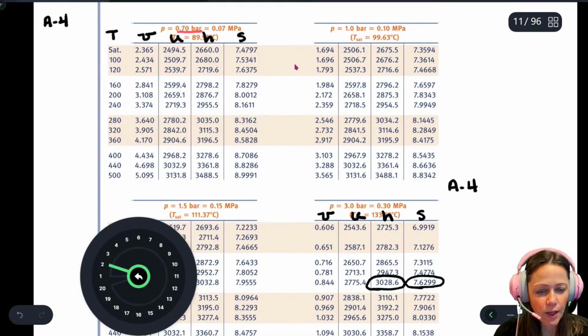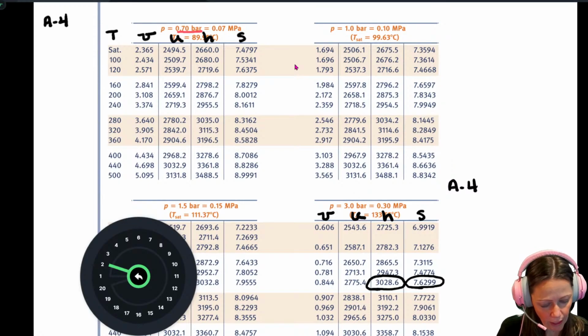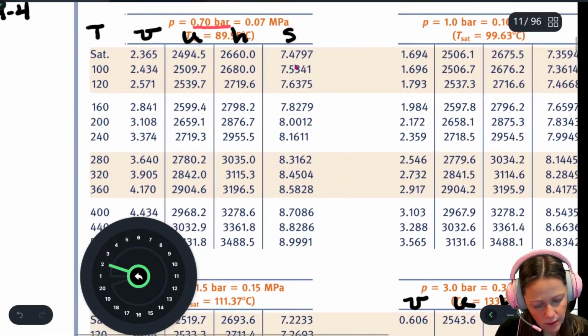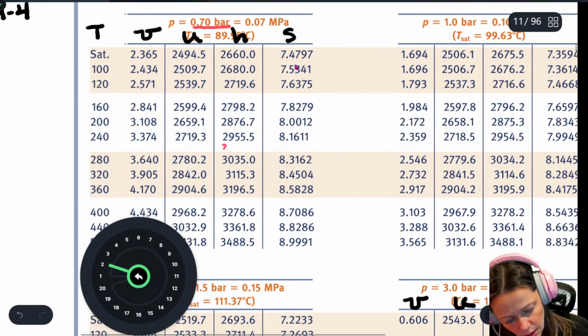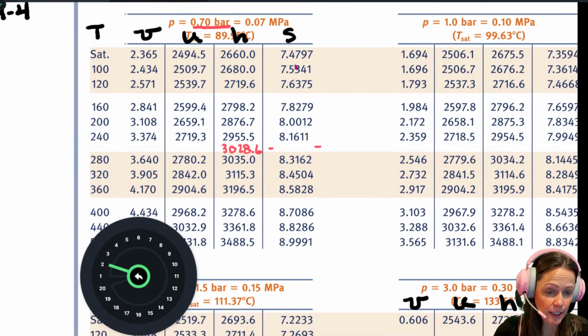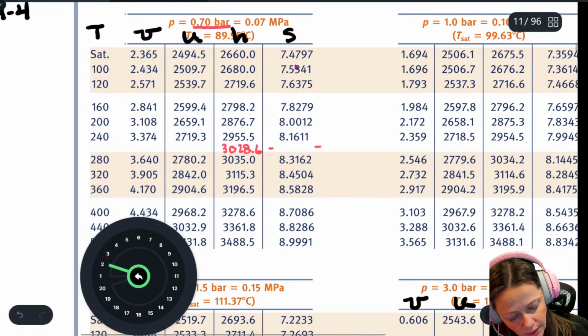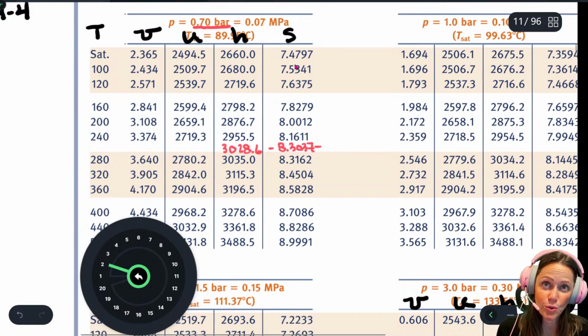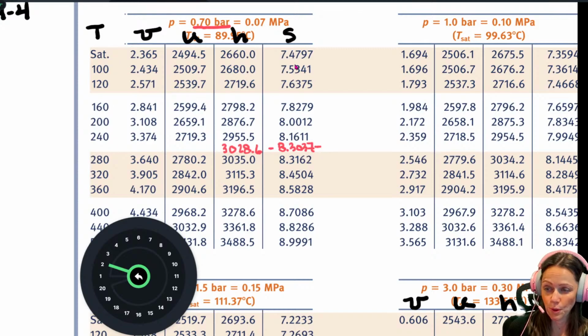So here we are. I'm zooming in just so we can see it a lot more clearly. This is table A4. This is the column for temperature, specific volume, internal energy, enthalpy, and entropy. So we're looking at state 2. We're at 0.7 bar, and our enthalpy is 3028.6. We do need to interpolate. I've got 8.037, and it looks like it's in between those two values, so I think I'm pretty good there.